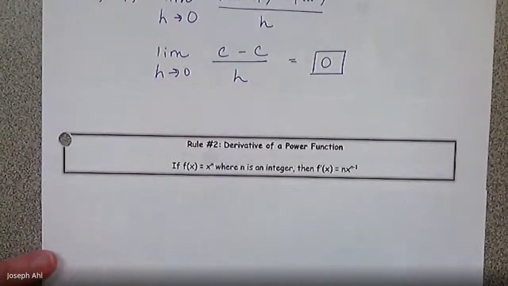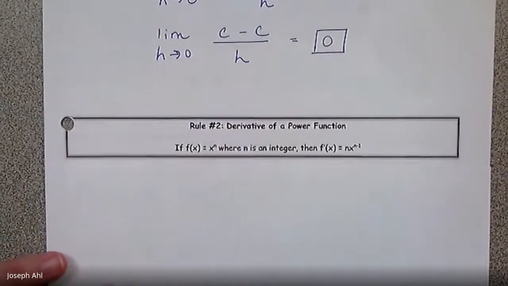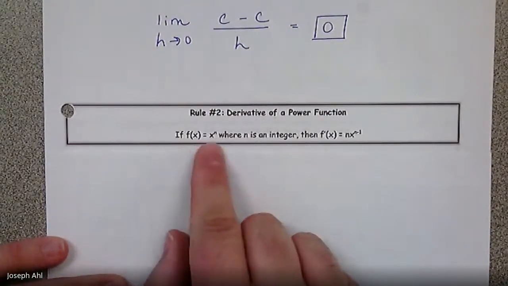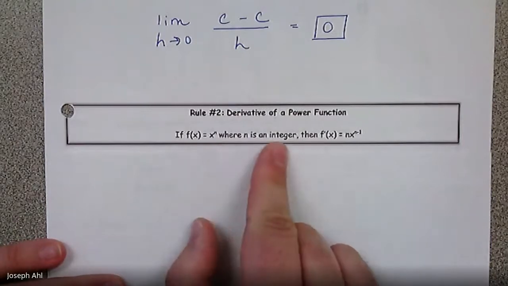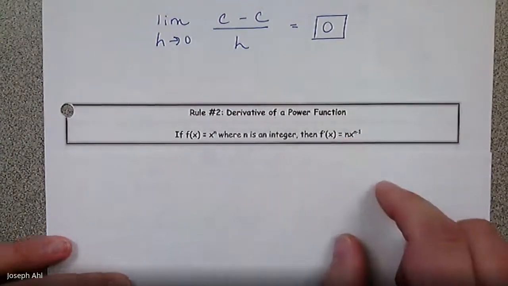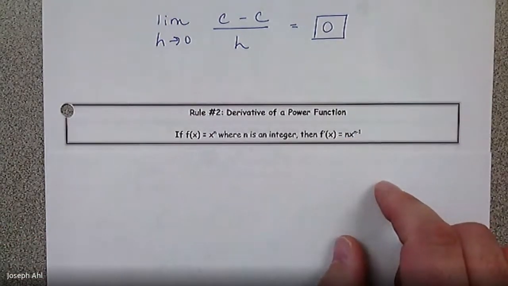All right, so moving on to the next rule here. The next rule is the derivative of a power function, and this one's super useful and very important. So if you have a power function of the form f of x equals x to the n, where n is some integer, then the derivative would be of this form: n times x to the n minus 1 power.